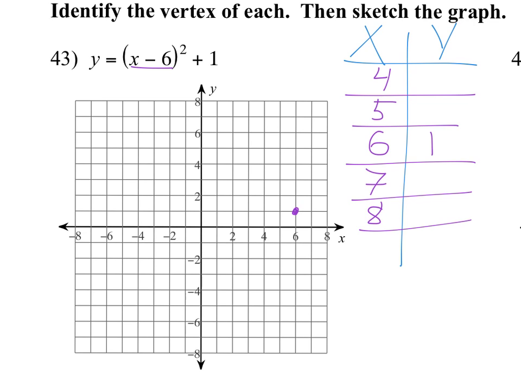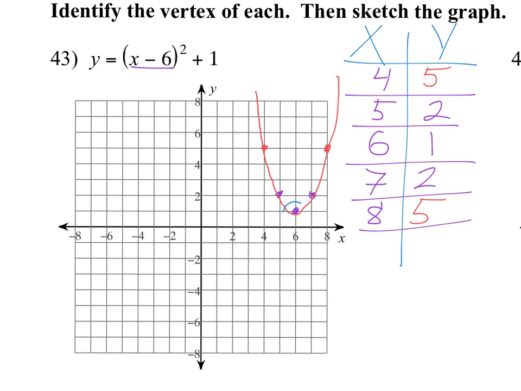7 minus 6 is 1, squared is 1, plus 1 is 2. It'd be 7, 2. And then if I go to 5, 5 minus 6 is negative 1. Negative 1 squared is positive 1, plus 1 is 2. I get this nice symmetry that we should be expecting. 8 minus 6 is 2, squared is 4, plus 1 is 5. So we're looking at 8, 5, and then 4 end up at the same height, which gives me a graph that looks something like this.